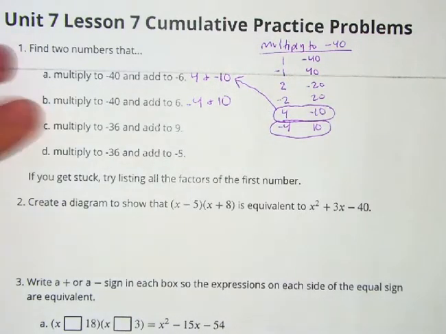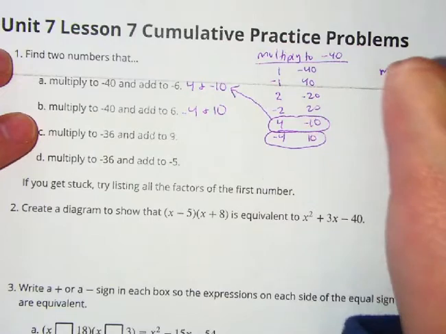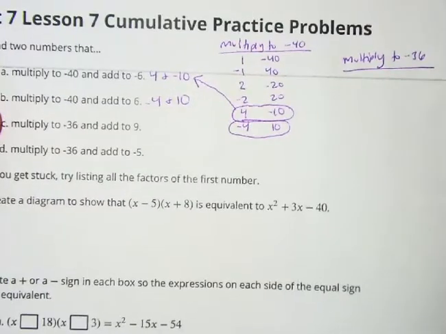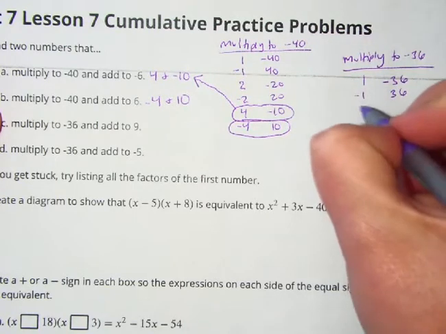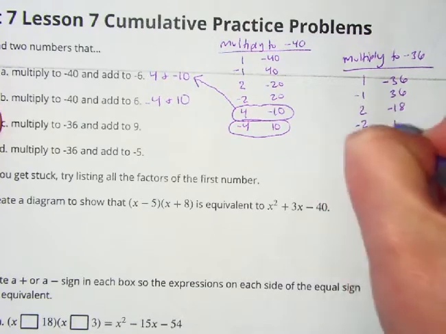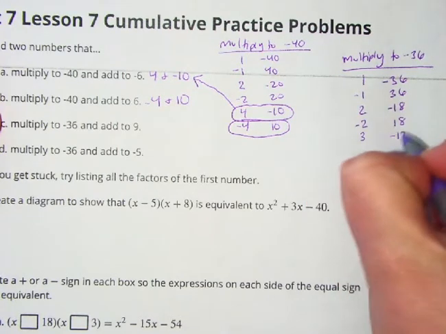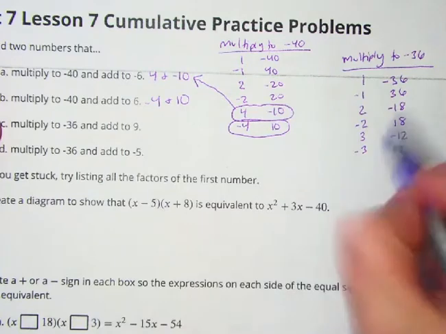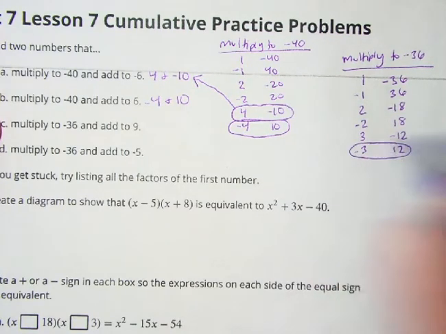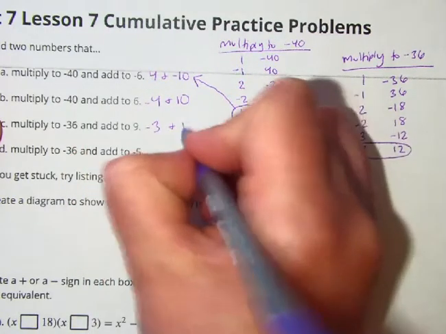Now, numbers that multiply to be negative 36, I'll do that one over here. So multiply to negative 36. All right, so I have 1 and negative 36, negative 1 and positive 36. 2 and negative 18, negative 2 and positive 18. 3 and negative 12, or a negative 3 and a positive 12. Now again, I found my match because I need them to add to 9, and these two right here add to 9. So I'm going to stop right there and I'm going to say negative 3 and a positive 12.